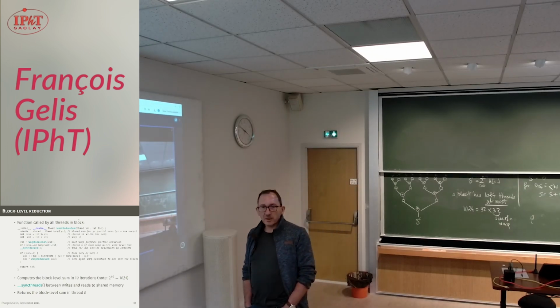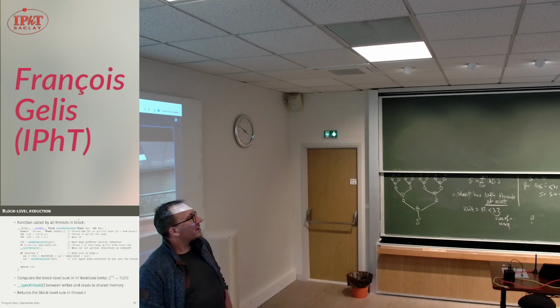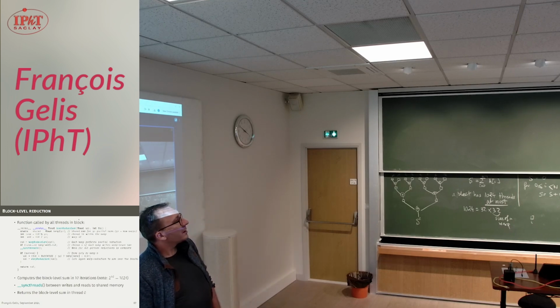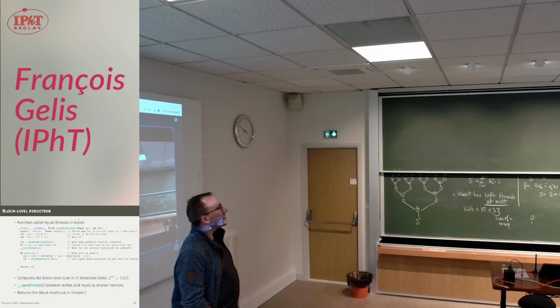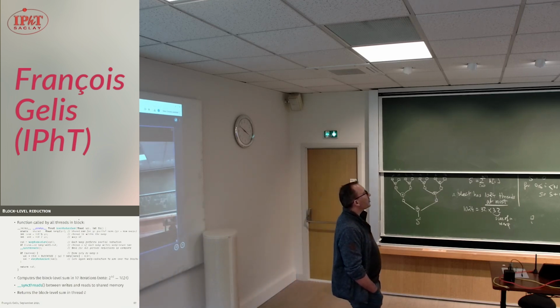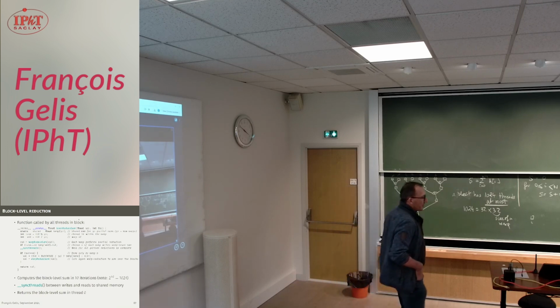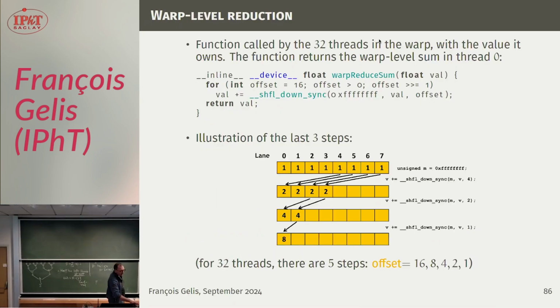Where is the iteration being done in this piece of code? Is it in warp reduce sum or in sync thread? The reduction is not the iteration. The iteration is done in warp reduce sum because it contains a loop. Let me show it again.